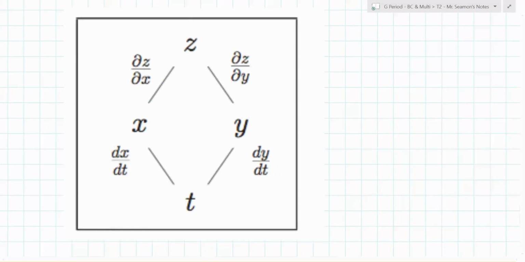Yay, tree time. So z is written in terms of x and y. x and y are written in terms of t. So the first thing you do is you draw this tree diagram. Everybody sees this tree diagram? And then what do you write between them? The connecting partial, the connecting derivative. So if you want dz/dt, the way I do it is I circle where I'm starting and where I'm ending.